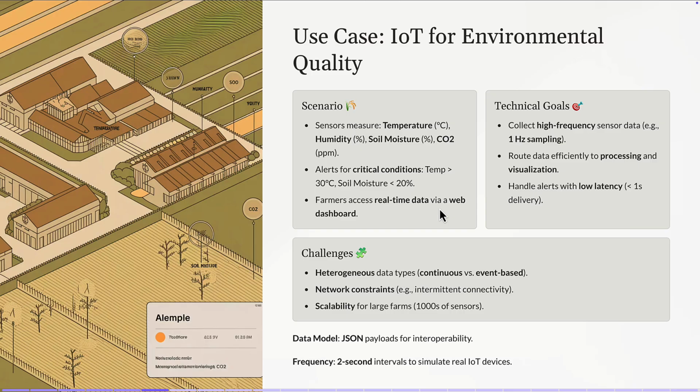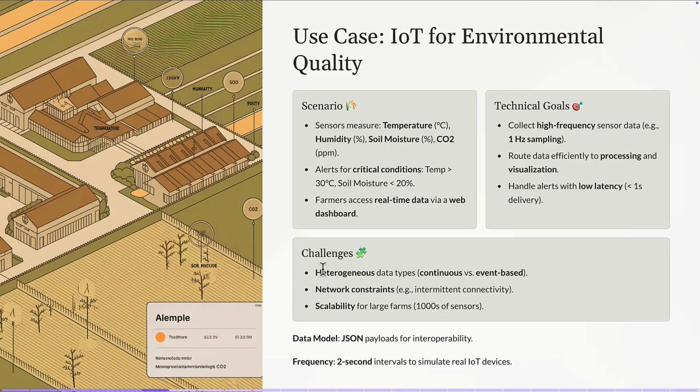So we're going to emulate a farming system that uses IoT to get the information from the farm in real time. And the technical goal here is to collect high-frequency sensor data. We're going to send one message every second, and this means we'll send at a frequency with 1 Hertz sampling. Of course, we can change this, but in our case, we're going to send at high frequency with 1 Hertz sampling, and we will route the data efficiently to processing and visualization using RabbitMQ.